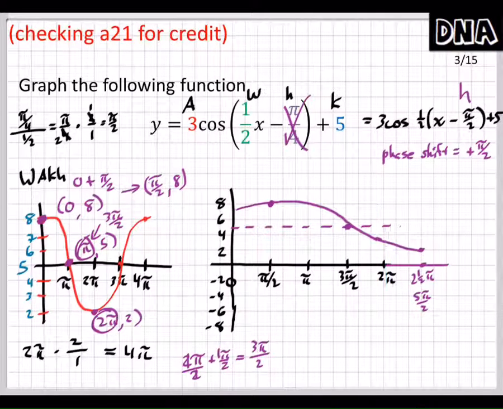Now, I have a question for you. Are there any x-intercepts for this graph? No, yeah. What is the minimum? What is the lowest y value that this graph has? 2. Does it ever cross the x-axis? No. If it did cross the x-axis, then the lowest y value wouldn't be 2. The lowest y value would be 0 or a negative number. So all right, you don't have to worry about the x-intercepts here because they don't exist.